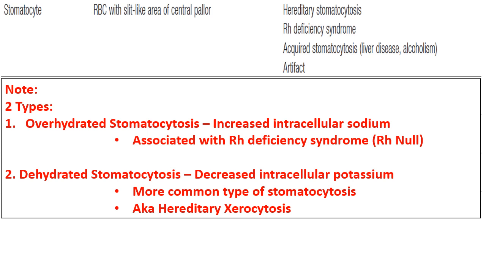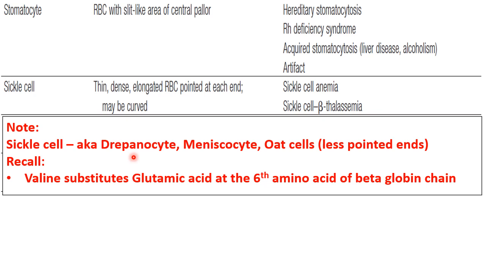Sickle cell, also known as drepanocyte, meniscocyte, or oat cells. Oat cells naman kapag less pointed yung ends. Okay? And recall natin yung sickle cell anemia. Ano ang meron genetic mutation dyan? Valine substitutes glutamic acid at the 6th amino acid of the beta-globin chain. Okay? Dapat valine ang answer, or yung mutation for the sickle cell anemia.